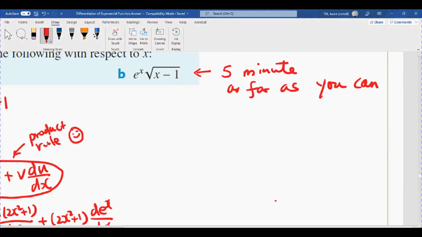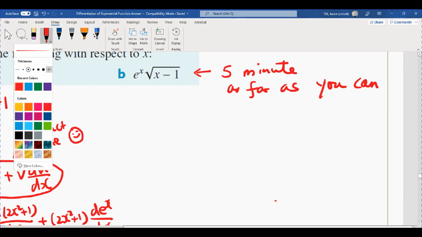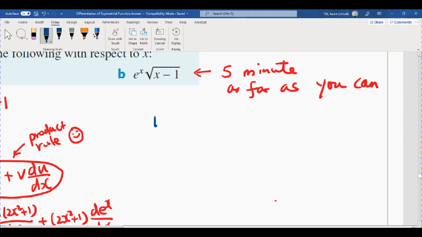Okay, so let's come back. All right, so after 5 minutes, how much have we done? All right, let's say in this case, I'm going to use another color. How about blue? I'm going to use u equals e to the power x and v.